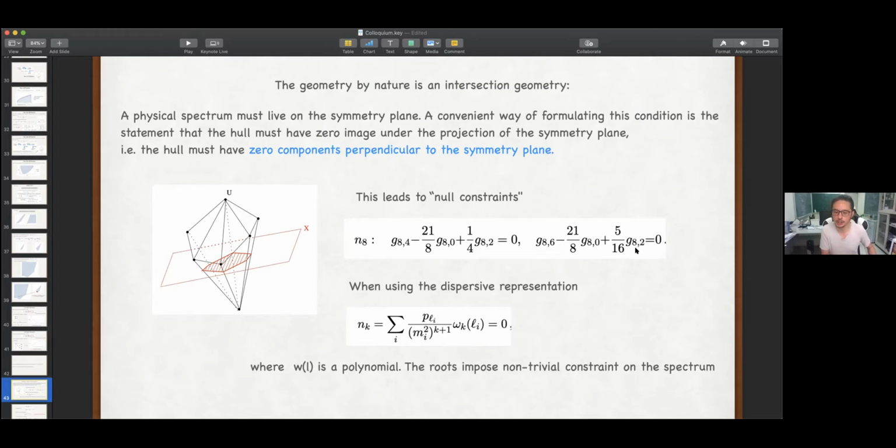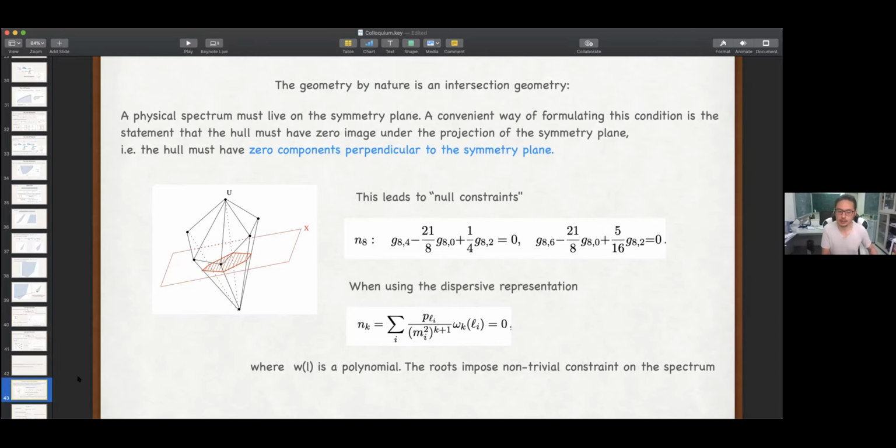Now remember that each of these couplings have a dispersive representation. So I can just plug in the dispersive representation for these couplings here. Then I get a formula that looks like this. I have a positive sum of mi squared to some power times some polynomial. But the important thing is that this thing has to sum to zero. Now, importantly, since this is a polynomial, that means it only has finite roots. So that tells you there's a non-trivial constraint.